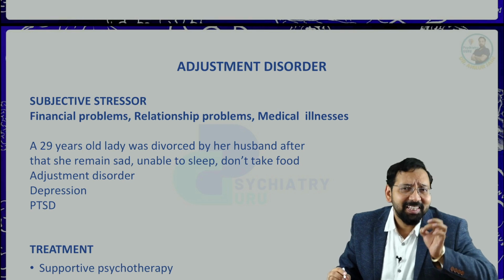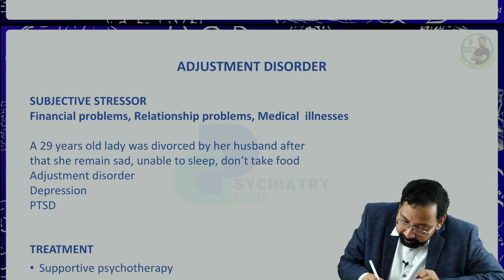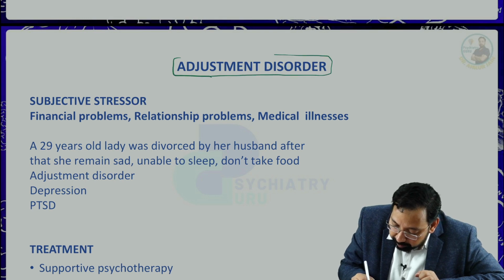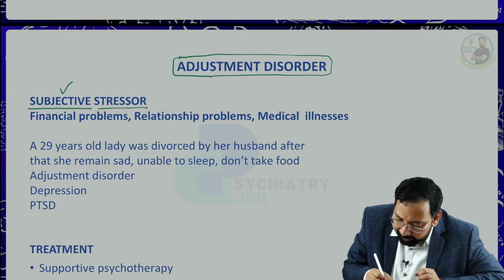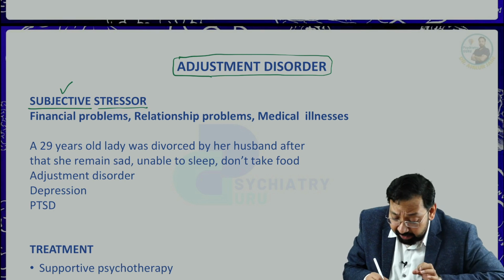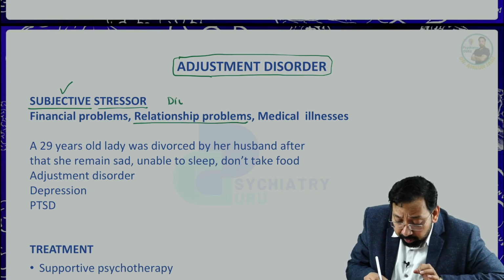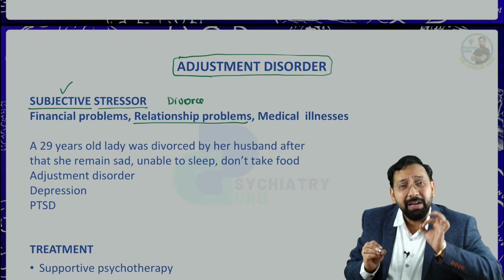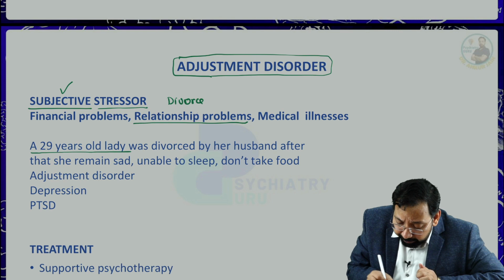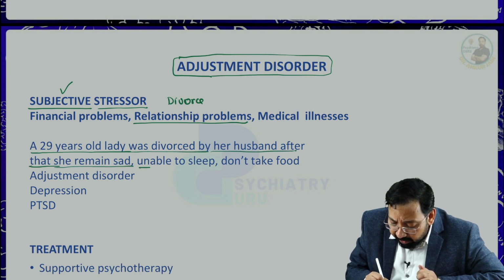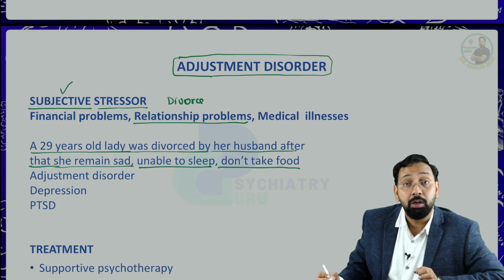Now we come to adjustment disorder. What is adjustment disorder? Adjustment disorder usually occurs after a subjective stressor. Subjective stressor means the effect of the stressor depends on the subject. I take one example of a subjective stressor as a relationship problem, divorce. After divorce, a lady is very sad. Yes, a 29-year-old lady was divorced by her husband. After that, she remained very sad, unable to sleep, doesn't take food.